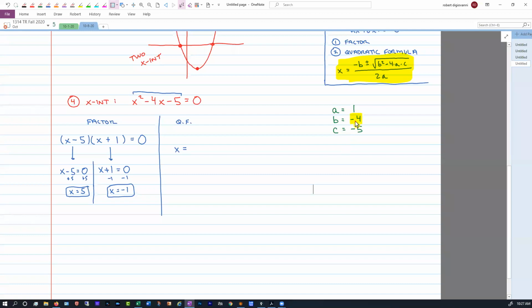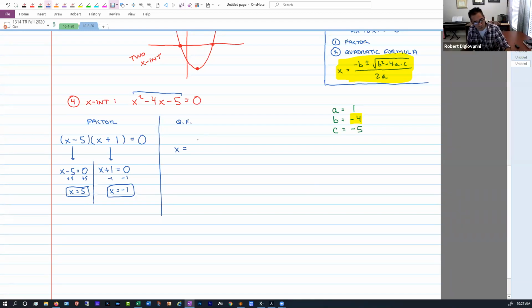So b was -4. So we're going to do -(-4), so that's +4. We had that same thing happen when we were doing the vertex. So 4 plus or minus the square root. Okay, next thing we have to do is take b and square it. So take b, -4, times itself. -4 times -4 would be?